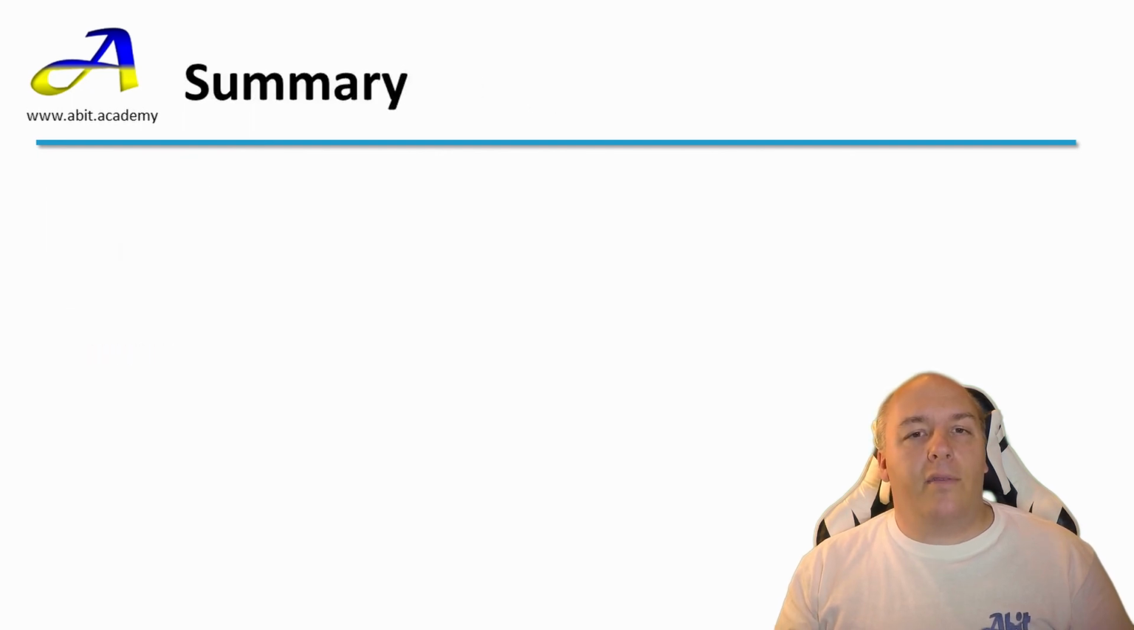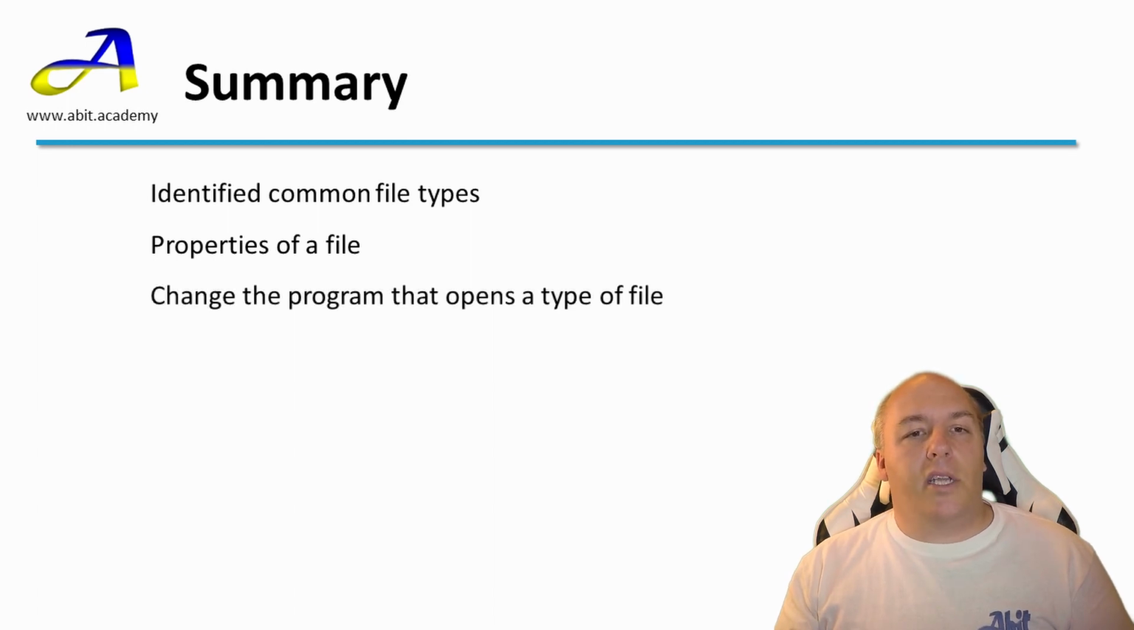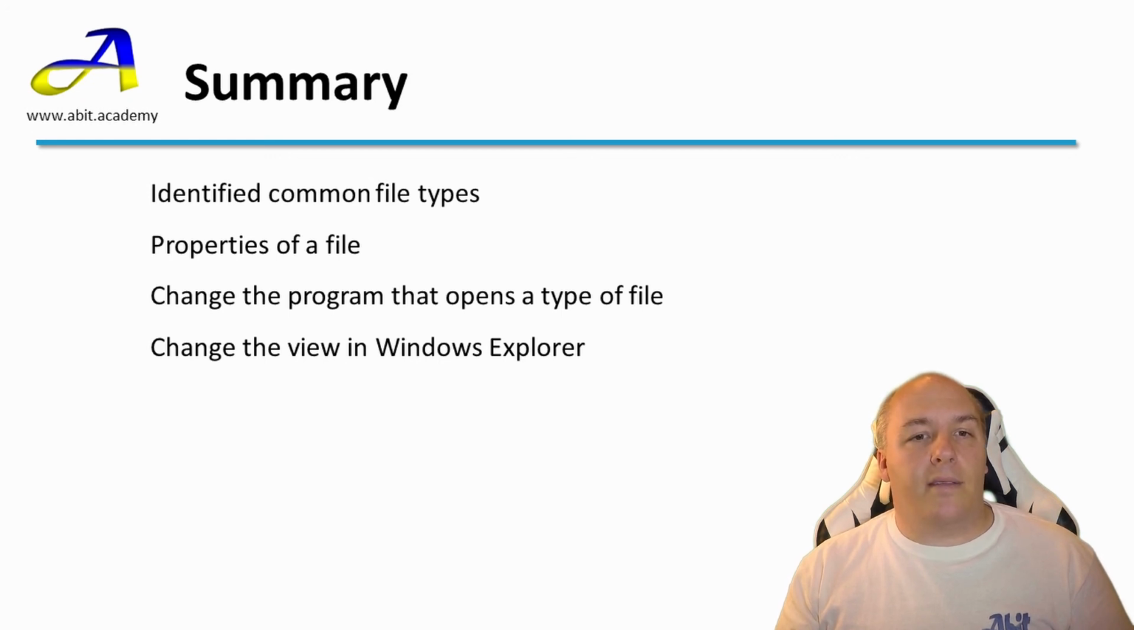In this video, we have looked at different file types and identified common file types. We have explored the properties of a file, including the date created, date modified, and the file type, as well as changing the program that is used to open a particular file type. I showed you how to change the layout or view in Windows Explorer. So you can either see large icons or, using the details view, you can see more information such as the type and size of a file.